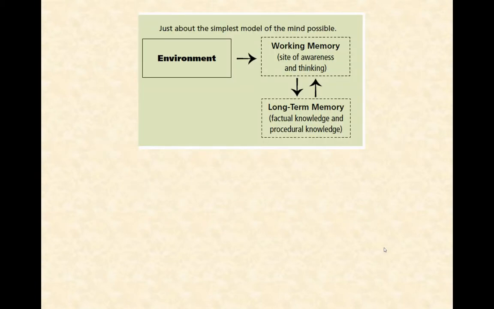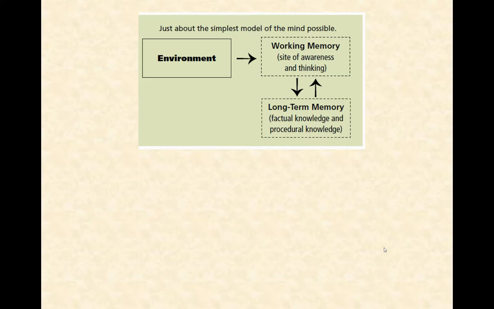So in the Willingham article for this week, you're going to see a really simple visual model of how memory works. He explains that we get information from the environment. This can be people, books, the internet, but basically any information that we acquire through our sensory modalities: sight, sound, taste, touch, smell. This information from the environment comes into our working memory.